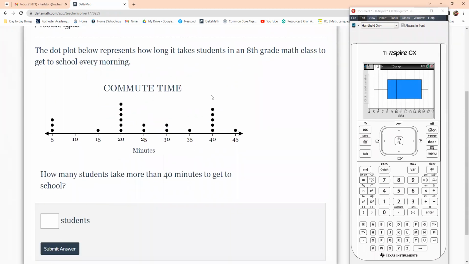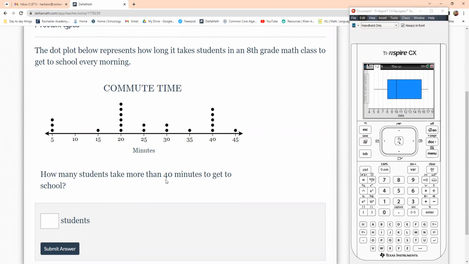All right, so this is giving us a dot plot. It says how many students take more than 40 minutes. So down here on the x-axis, this tells you the number of minutes, and this tells you the number of students that take that number of minutes. So we have 40 minutes right here.